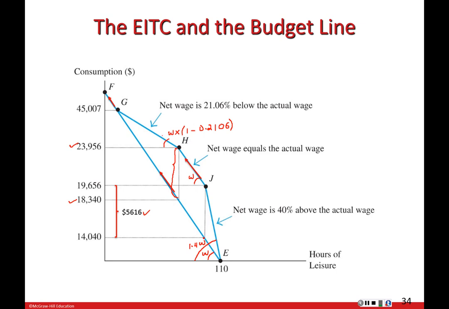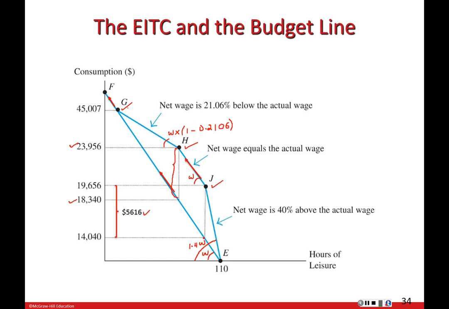Correct? So this is a pretty complicated budget line that results from the earned income tax credit program. Right? It has multiple kinks. How many kinks does it have? Now that's kink number 1, and that's kink number 2, and that is kink number 3. Correct?